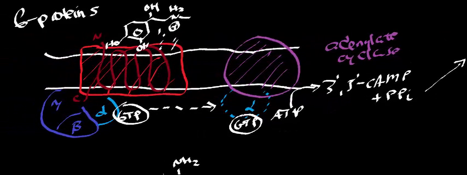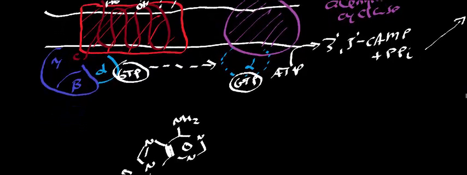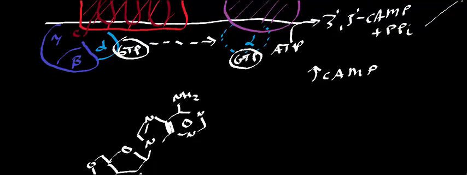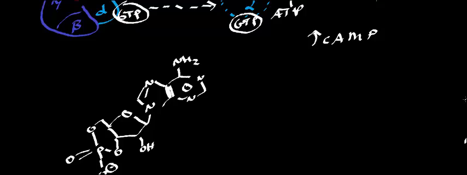But anyways, you can imagine if there's lots of epinephrine present and GTP is bound to the G protein alpha subunit, there's going to be a lot of cyclic AMP. So initially, when this happens, there will be a lot of cyclic AMP. As we'll look at in later videos, there's actually ways to terminate the response, but initially there is a lot of cyclic AMP.